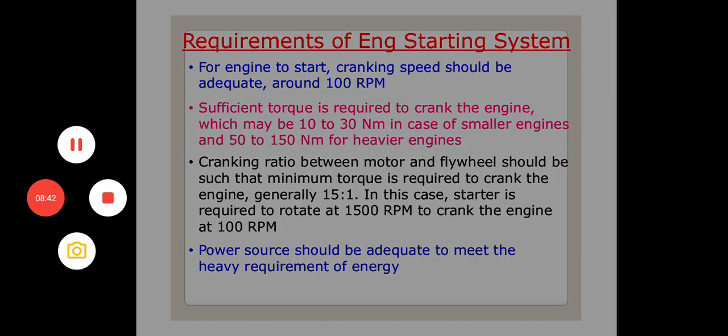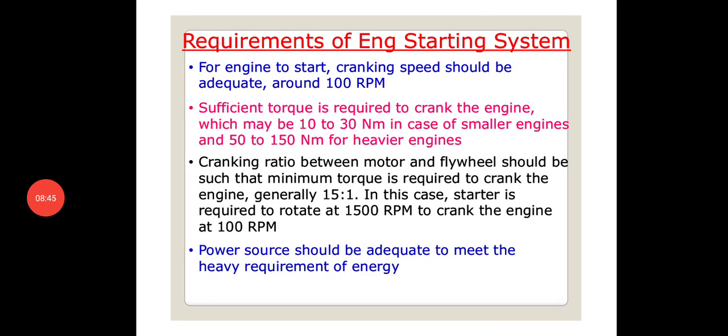Similarly, let us discuss the case of the SI engine. In an SI engine, the spark given to initiate the combustion meets inadequate flame speed, therefore there is a certain minimum speed at which the engine must run before it can start firing. The required speed depends upon the atmospheric condition, type and size of the engine. So that's why we are saying that for the engine to start, cranking speed should be adequate, around 100 rpm.